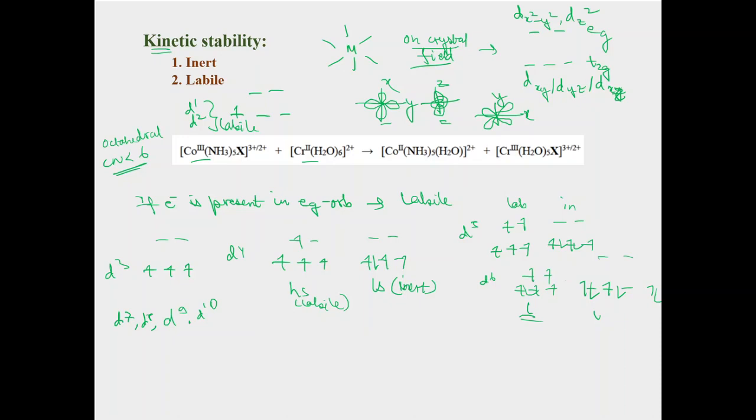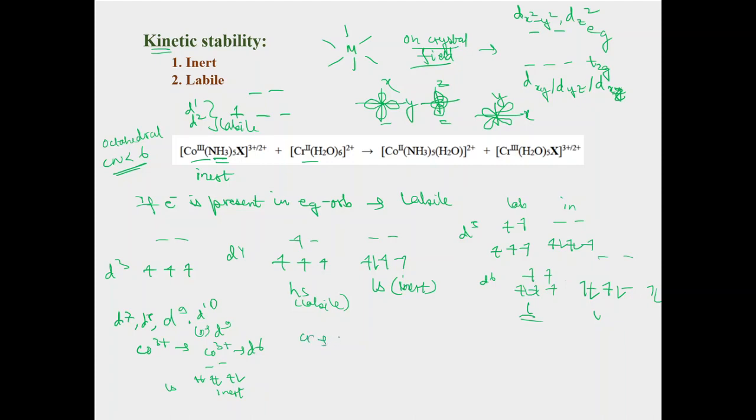So now we will see that this cobalt 3 plus is how many electron system? Cobalt 3 plus means it is the D6 system, right? And there is NH3. NH3 is a strong field ligand or weak field ligand? Ammonia is a strong field ligand, and because of that, it will be a low spin complex. So 1, 2, 3, 4, 5, 6. It is inert in nature. Okay, this first complex will be inert in nature.